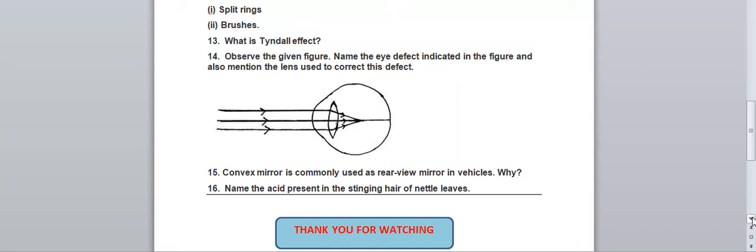So we can understand through this diagram that the defect is myopia. And how can we correct the myopia defect? By using a concave lens of suitable power. So this is the answer. Next, 15th question. Convex mirror is commonly used as a rear view mirror in vehicles. Why? Why do drivers use the convex mirror as a rear view mirror in vehicles? So this is one of the questions.